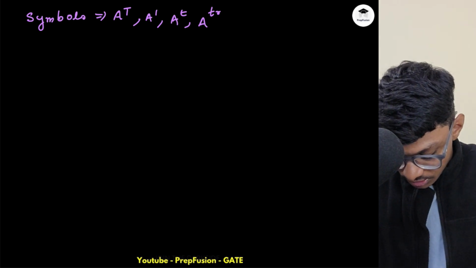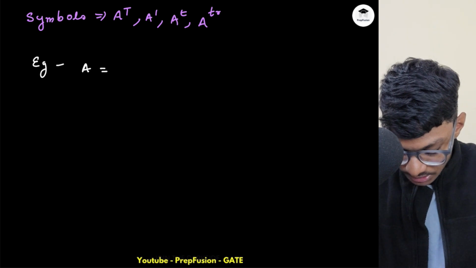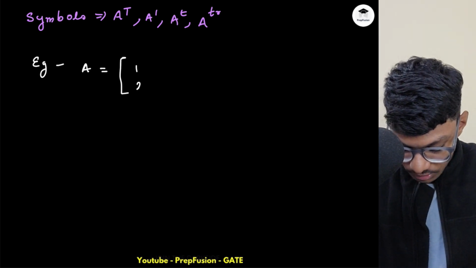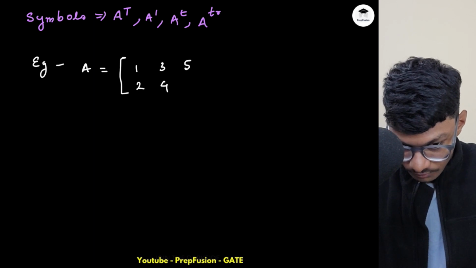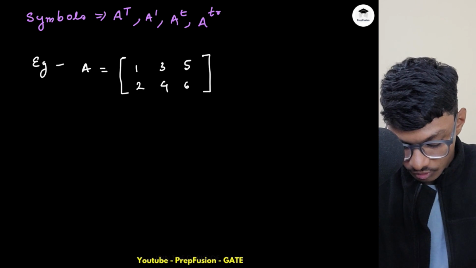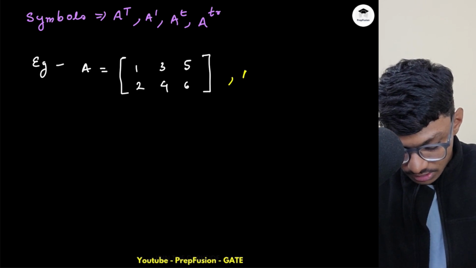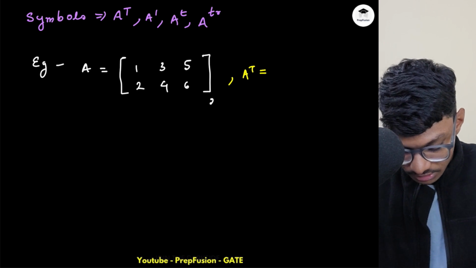A transpose is where rows and columns are interchanged. So if per se my matrix is 1 2 3 4 5 6, now what will be my A transpose in this case? The order of this is 2 cross 3.